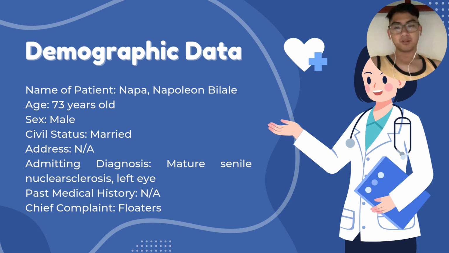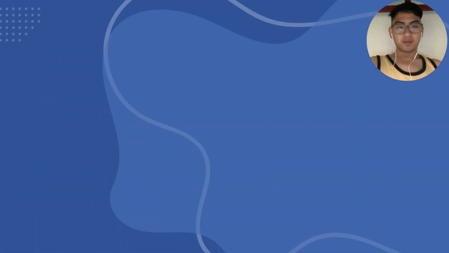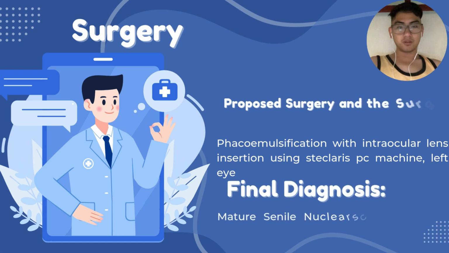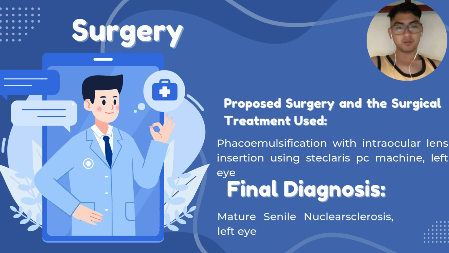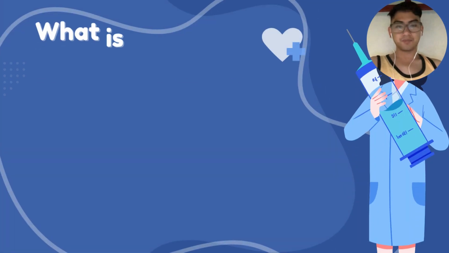Past medical history, not applicable. Then, the chief complaint here is floaters. Next, we're going to do the surgery. The proposed surgery and surgical treatment used here is phacoemulsification with intraocular lens insertion using the Stellaris PC machine, left eye. Final diagnosis here is again the mature senile nuclear sclerosis on the left eye.